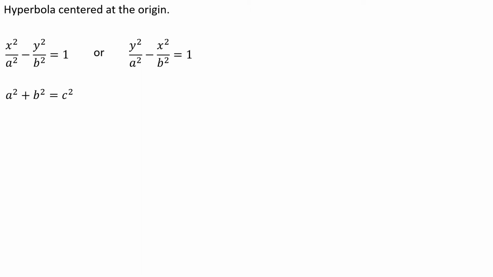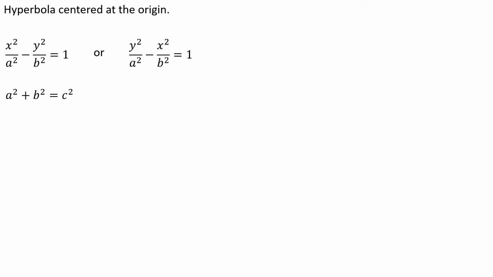Now, unlike the ellipse, where we also had to figure out which number is going to be the a squared and which number is going to be the b squared, and we said the larger number gets to be the a squared. Well, since one of those fractions is positive and one of them is negative, the positive fraction is always going to have the larger value. Any positive number is greater than any negative number. So whichever variable comes first, whether it's the x squared or the y squared, it is always over the a squared. So the a squared will always go with the vertices.